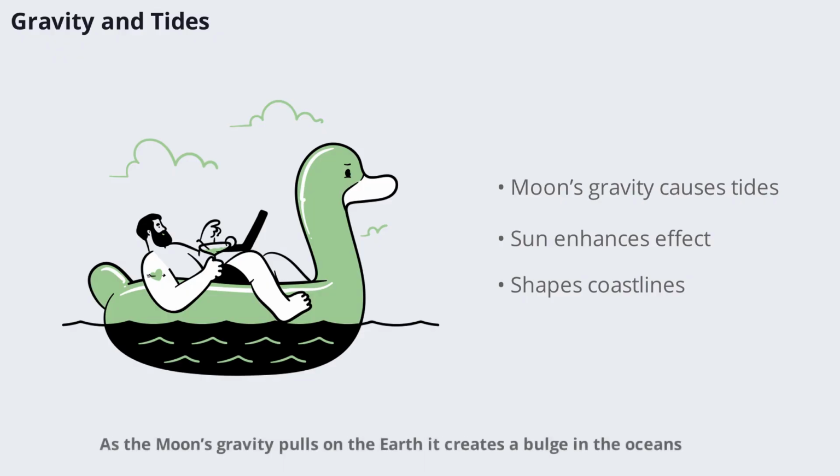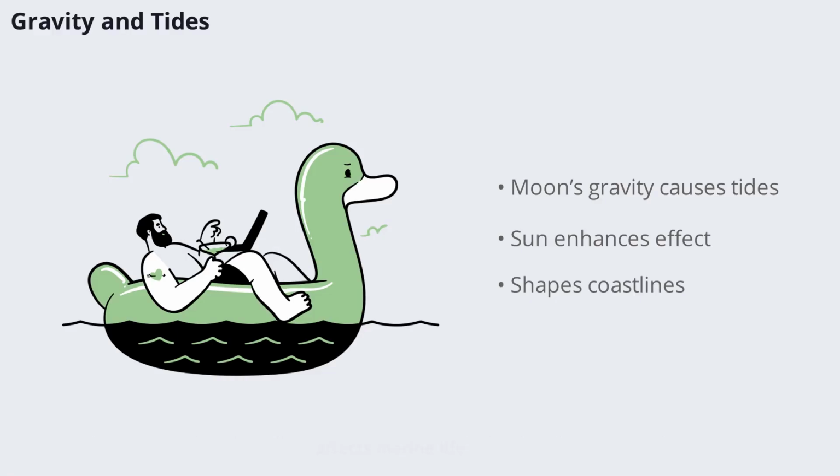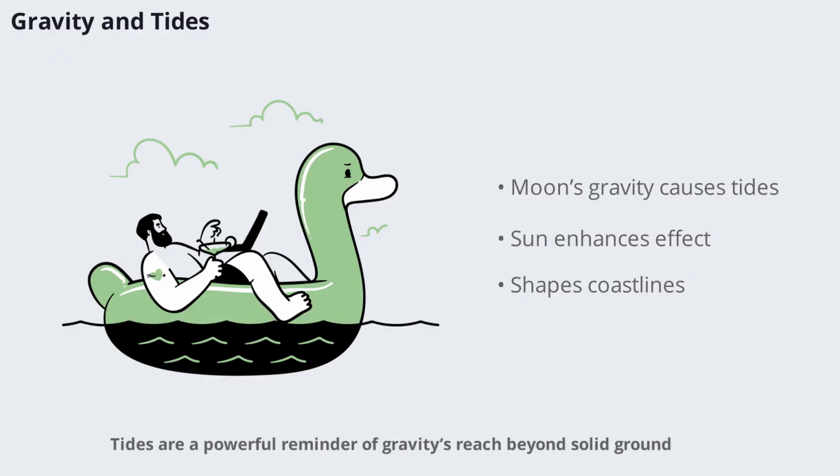As the moon's gravity pulls on the Earth, it creates a bulge in the oceans, leading to high tides. When the sun and moon align, their combined gravity causes especially high and low tides, known as spring tides. This constant movement of water shapes coastlines, affects marine life, and even influences human activities like fishing and shipping. Tides are a powerful reminder of gravity's reach beyond solid ground.